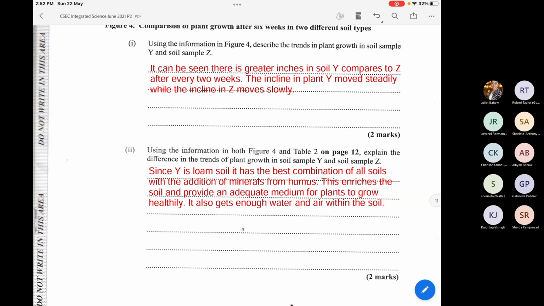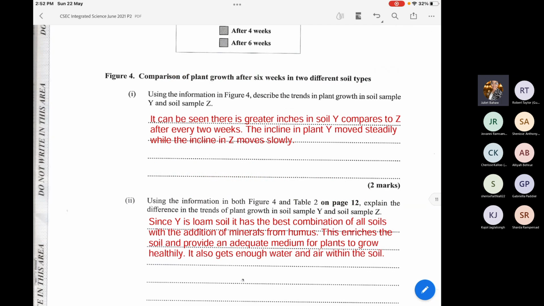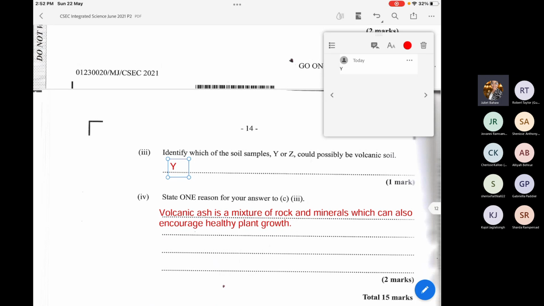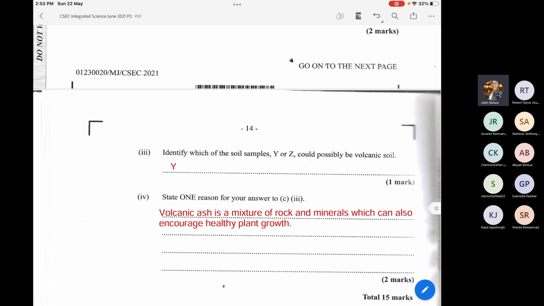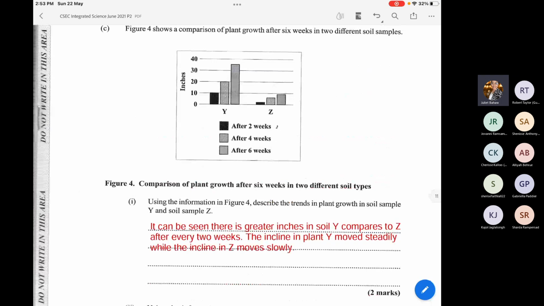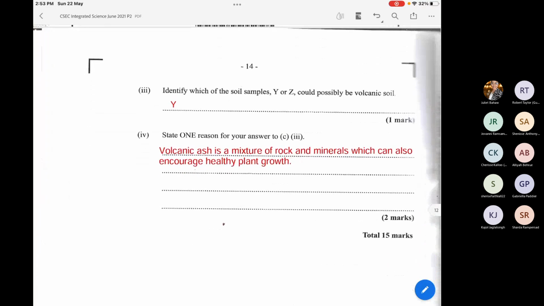All right, so all of this is terrestrial environment. Identify which of soil sample Y or Z could possibly be volcanic soil. Volcano is terrestrial too. What you learn with volcanoes, they emit hydrogen sulfide and volcanic ash, and volcanic ash is actually a mixture of rock and minerals. So that can also cause healthy plant growth. So that would be seen in Y, not Z.